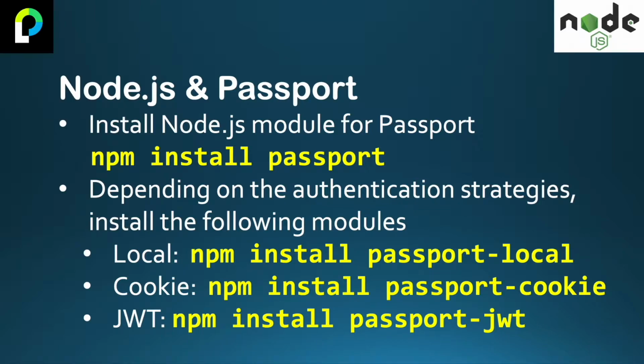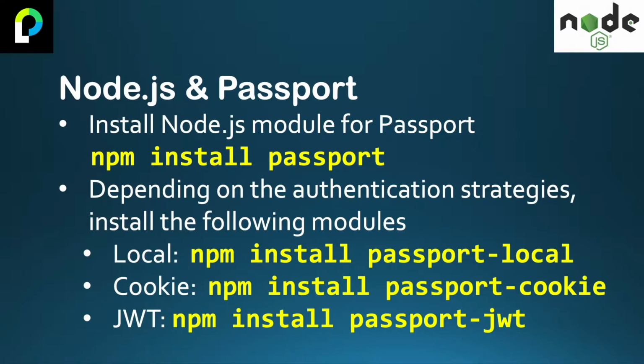So how do we use Passport in Node.js? The first step is to install the module for Passport. That is npm install passport. Then, depending upon the authentication strategy that you're using, you will need to install that module. In this video, we will talk about three authentication strategies: local, cookie, and JWT. So you need to install the npm packages for them: npm install passport-local, npm install passport-cookie, and npm install passport-jwt.